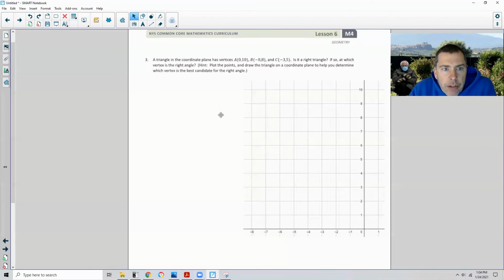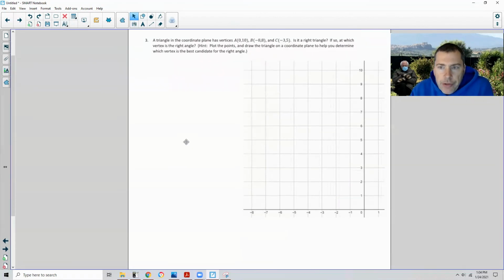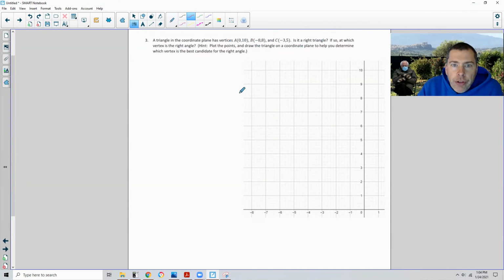Okay, page 3 brings us to exercise 3. And it says a triangle in the coordinate plane has vertices at A, 0, 10, B, negative 8, 8, and C, negative 3, 5. Is it a right triangle? If so, at which vertex is the right angle? Hint, plot the points and draw the triangle on a coordinate plane to help you determine which vertex is the best candidate for right angle.